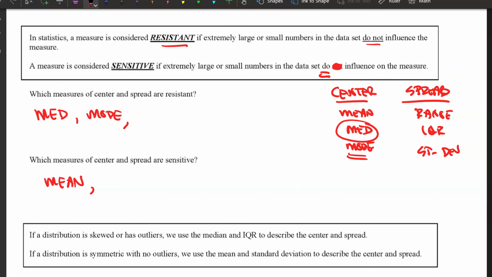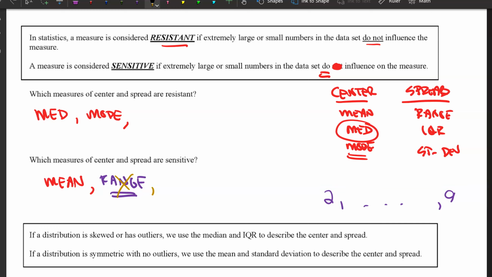So how about spreads? Well, the range, hopefully you guys can see that the range is extremely sensitive. In fact, it only depends on the most extreme low value and the most extreme high value. So this thing is so sensitive to extreme values that we rarely even use it because it's just too sensitive.